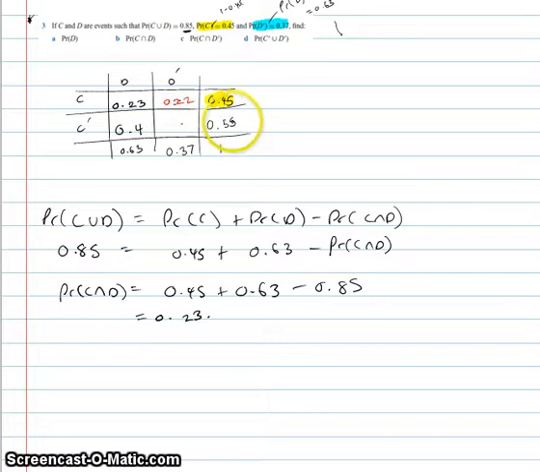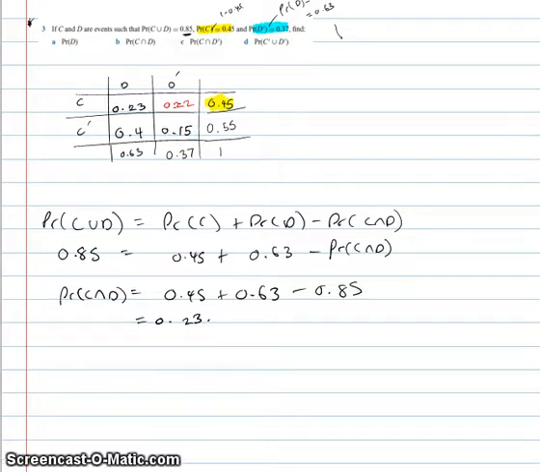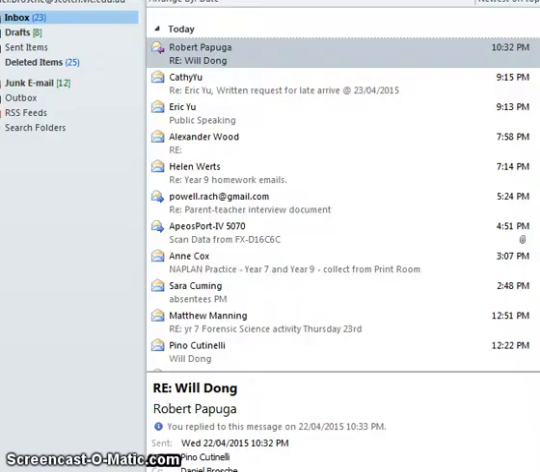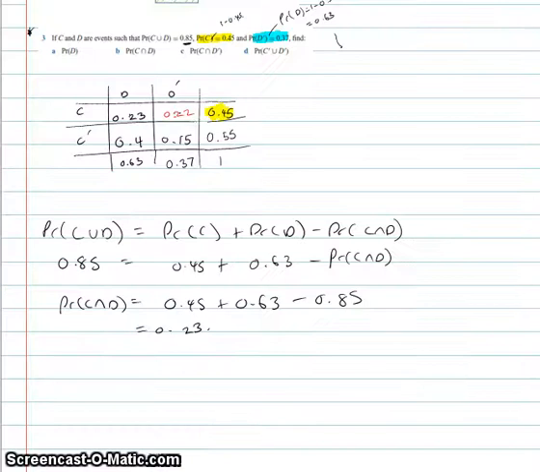And 0.4 plus something is going to be 0.55, so 0.15. And now, can I ask all of the questions? A, probability of D, we've got, yep, 0.45. B, probability of C and D, 0.23, we worked that out with the rule.